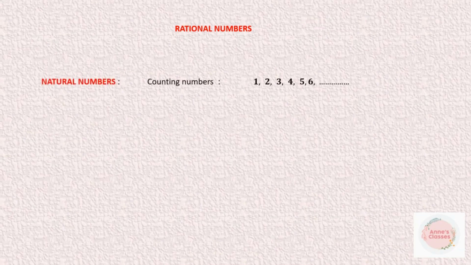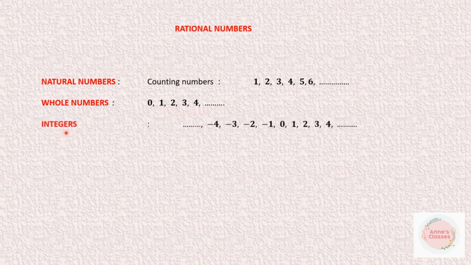That is, we have our natural numbers. What are natural numbers? They're also known as counting numbers and they begin from 1. So 1, 2, 3 onwards, it goes on indefinitely. These are called counting numbers or natural numbers. So natural numbers begin from 1. And then we have the whole numbers. Whole numbers begin from 0 and continue and it goes on indefinitely.